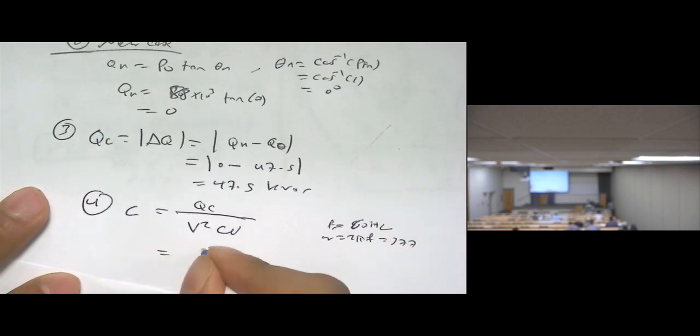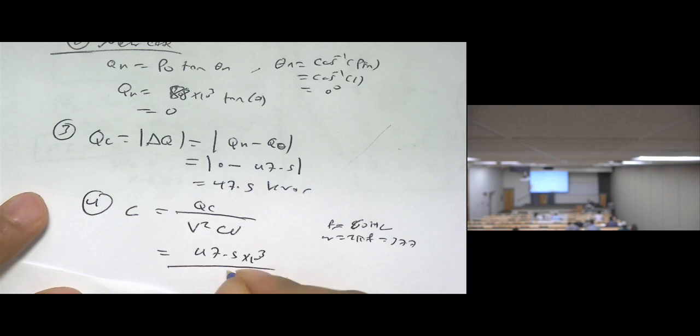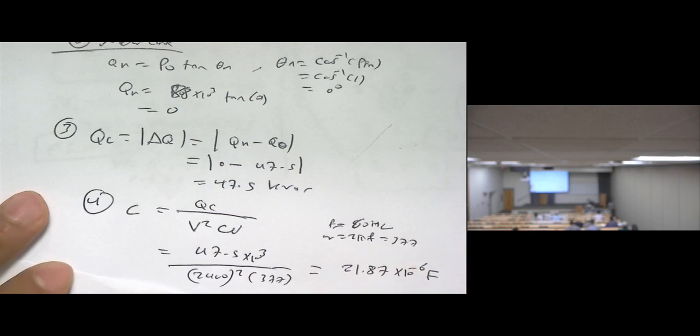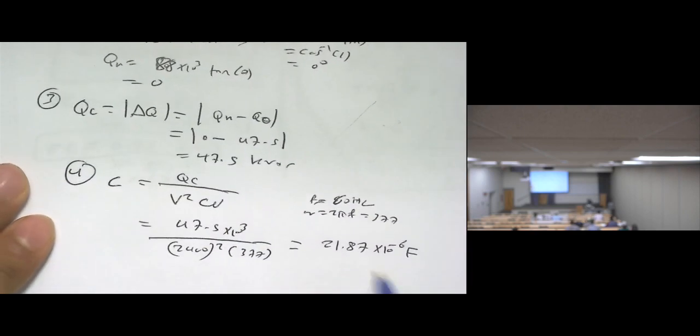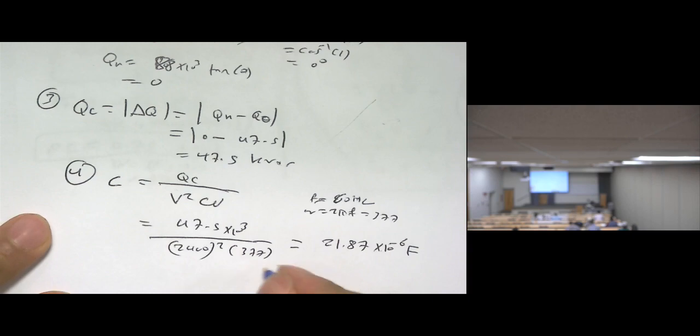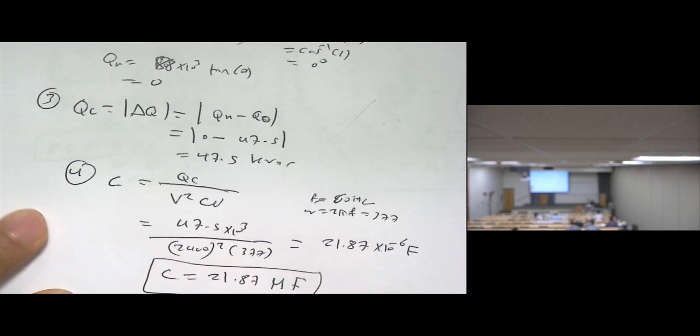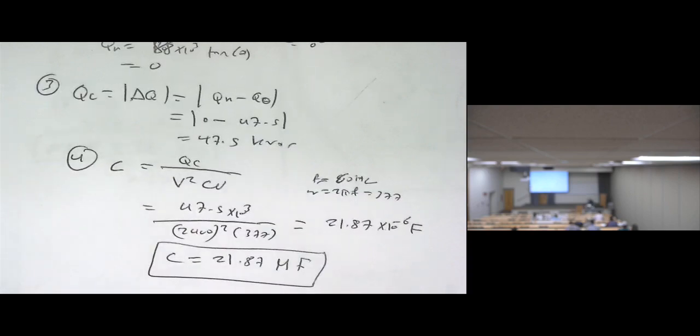Then it's going to be Q_C, 47.5 times 10 power 3, divided by V squared. V is given, 2,400 squared, times omega 377. Then by substituting this, it will be 21.87 times 10 power negative 6 farad. And since we don't like this exponent, we try to make it easy. So it's going to be 28.87 microfarad. This is the needed capacitance to make it unity power factor.